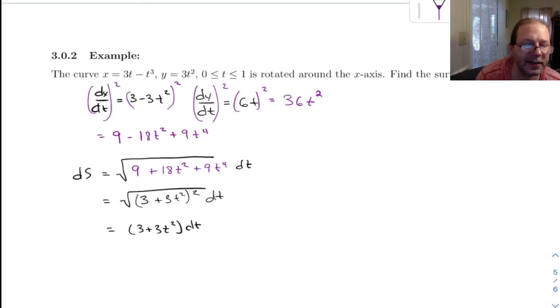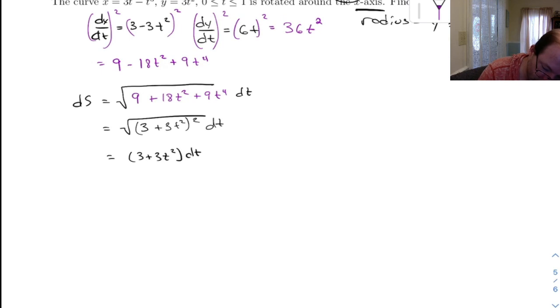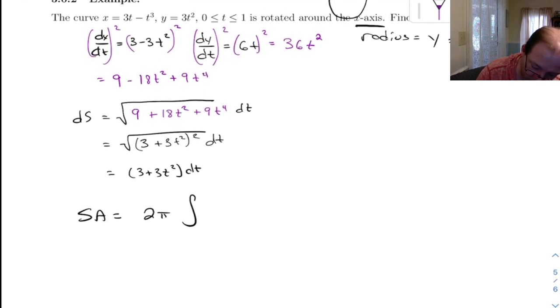Now we're rotating around the x-axis, so that means that the radius is going to be y. Why is that? Well, you take whatever your shape is, and when you rotate around the x-axis, your radius is y. So we get our surface area. It's 2 pi integral of radius times ds. And we're going from 0 to 1.